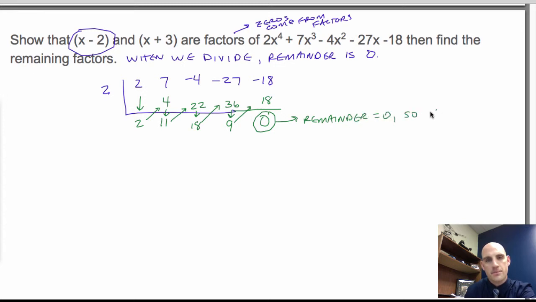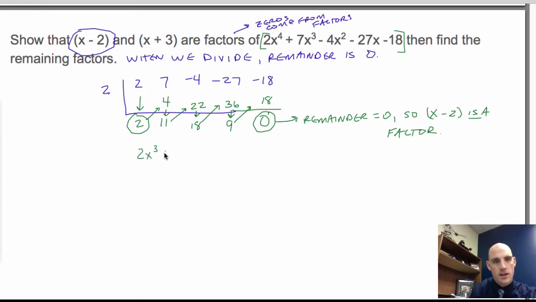So that means x minus 2 is a factor. Well, what we can do is now we know that this polynomial evenly divides by x minus 2. And so what we're going to do is we're going to use the answer here. So this is going to be 1 less degree than my x to the 4th. So this will be 2x to the 3rd plus 11x squared plus 18x plus 9. Check this out.